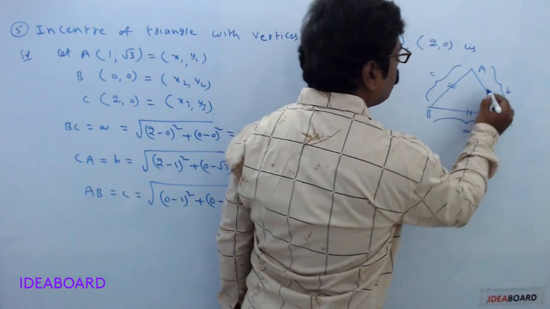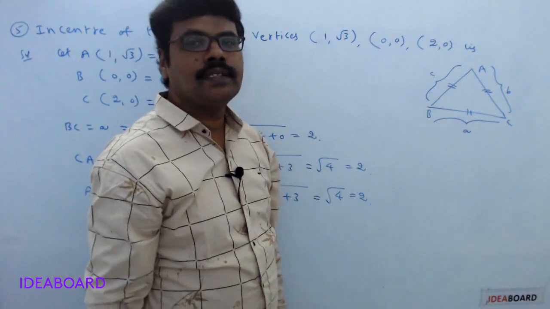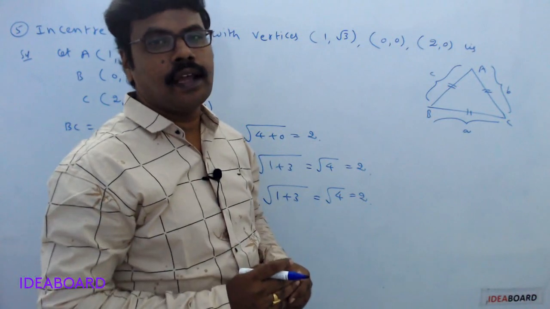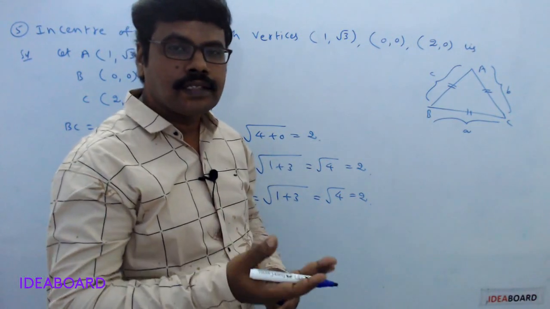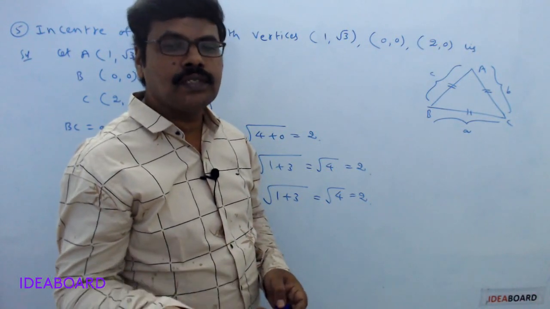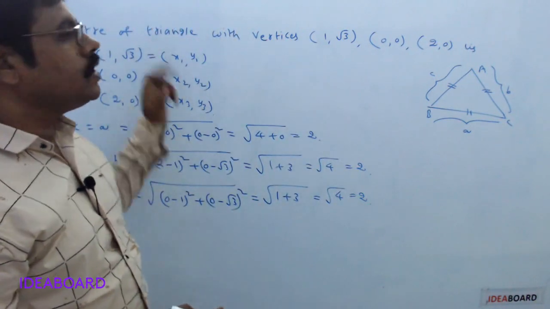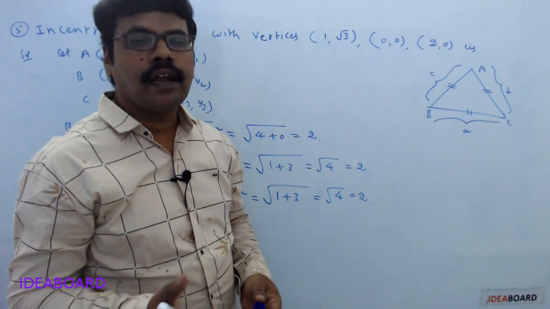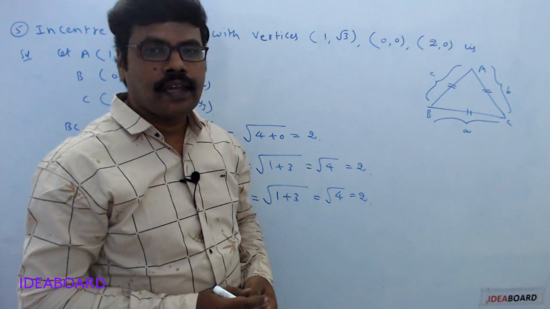Here AB equals BC equals CA. So triangle ABC is an equilateral triangle. In an equilateral triangle, all centers coincide. It means incenter equals centroid, which is the same as circumcenter, which is the same as orthocenter. So to find the incenter of this triangle, it is enough to find the centroid of the triangle. So calculate the centroid of triangle ABC.